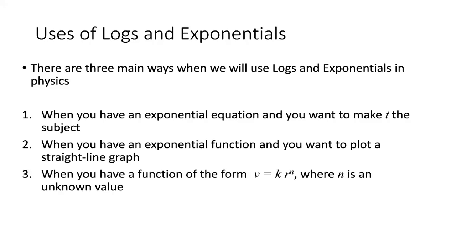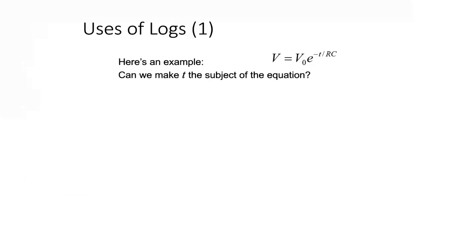And the third one is probably less common, but certainly is seen a number of times in the practical paper: when you've got a function of the form v is equal to k r to the power n, where n is an unknown value, then we can use logs to work out what n is, and I'll show you how to do that in a few minutes. So let's have a look at the first example.